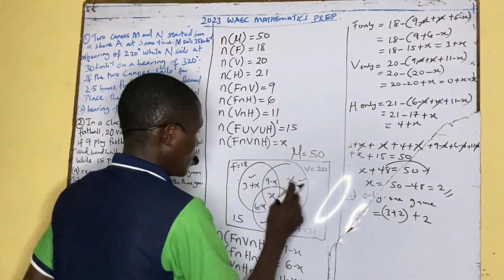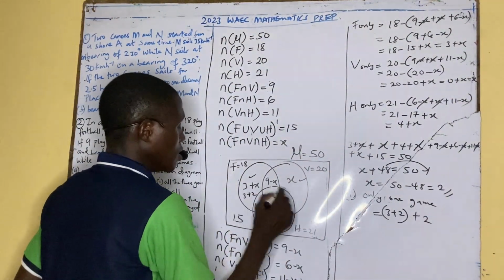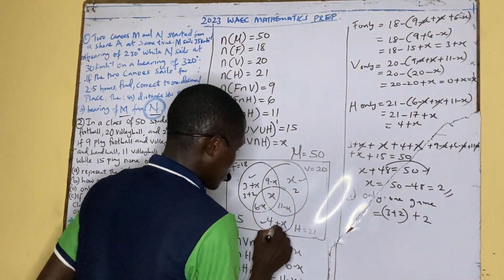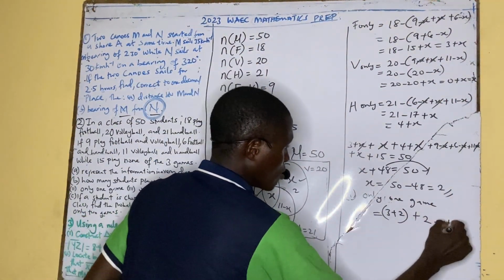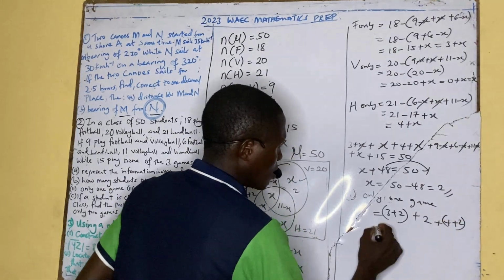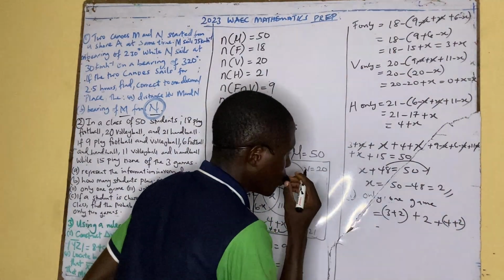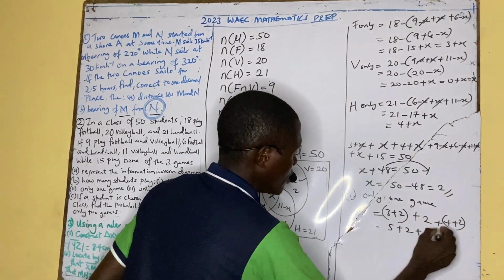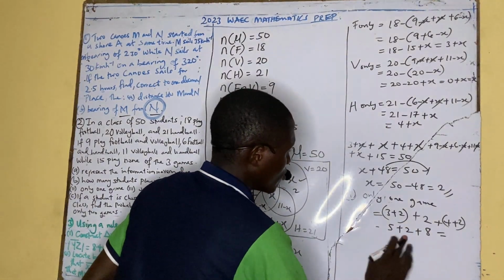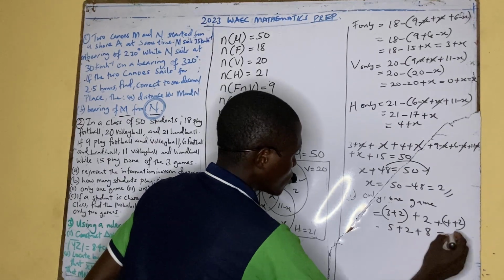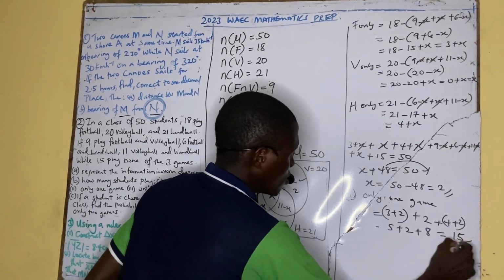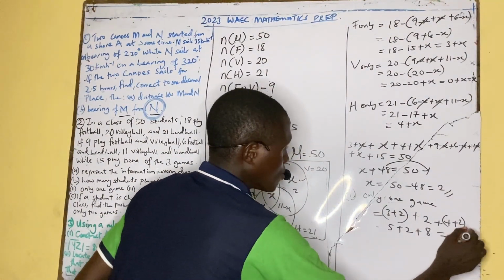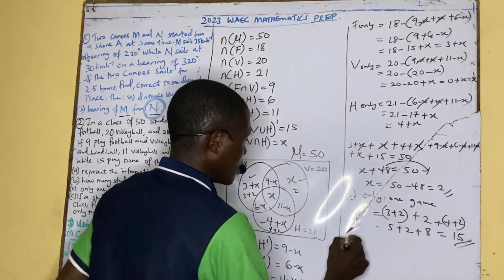Then we have 2 here, then we have 4 plus 2 here. So we have 5 plus 2 plus 8, which is equal to 15. So that's 15 students. So you can put your students there. That's Roman figure 3.